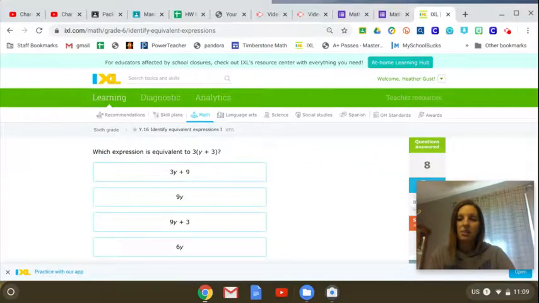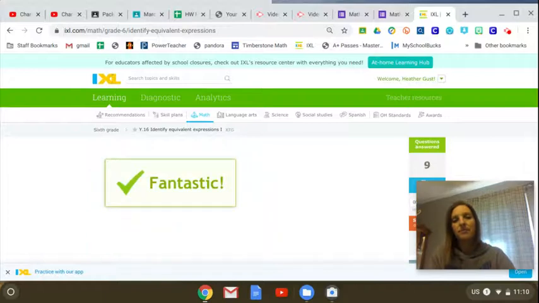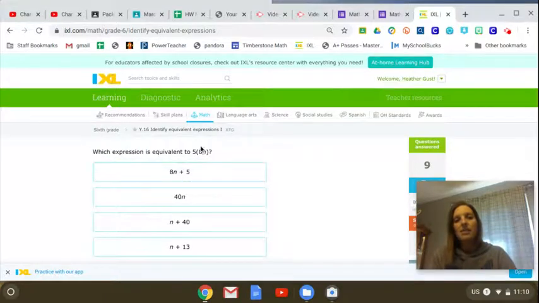This one is similar to the last one. I have 3 times y, and I have to distribute the 3 to the other 3 in the problem, which is going to give me 9. And this one, I have 5 times whatever's in the parentheses. So 5 times 8 is 40, and that gives me 40n.